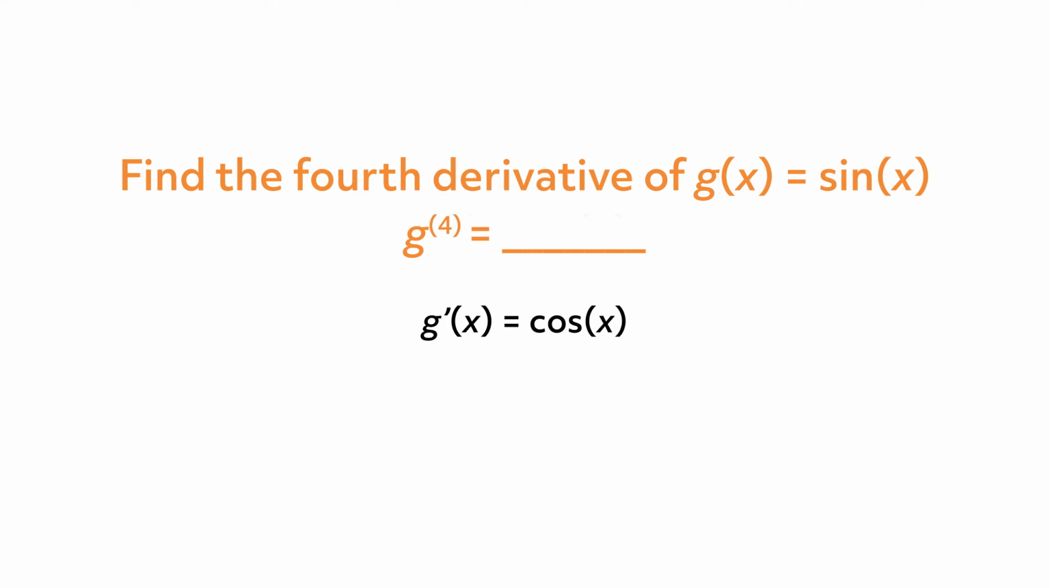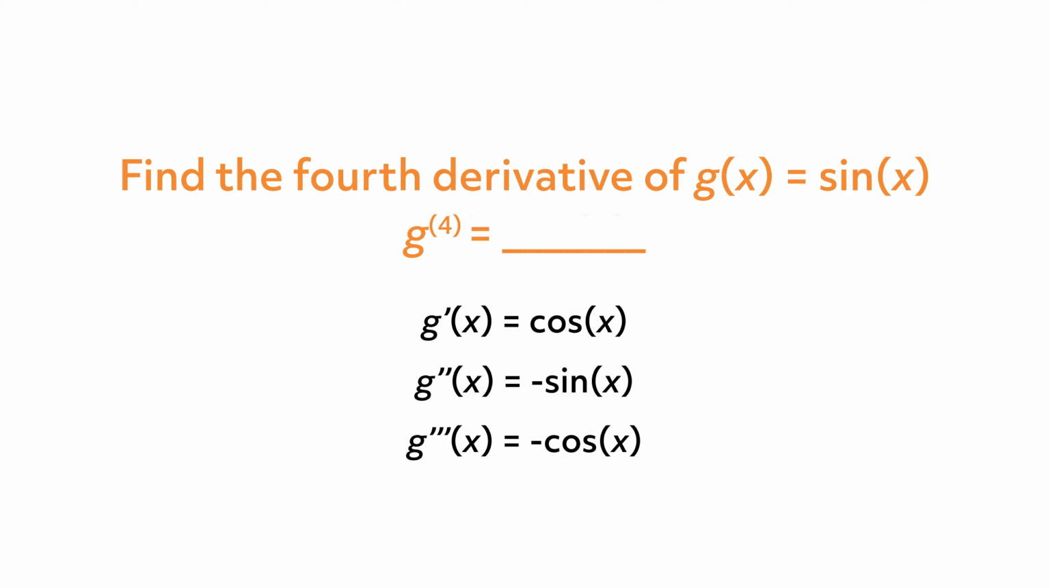Taking the derivative of this will give us the second derivative. Since the derivative of cosine is negative sine, we now get g double prime of x is equal to negative sine of x. Let's take the derivative again to get g triple prime. This time we are basically taking the derivative of sine again, but carrying a negative sign along with it. We get g triple prime of x is equal to negative cosine of x.